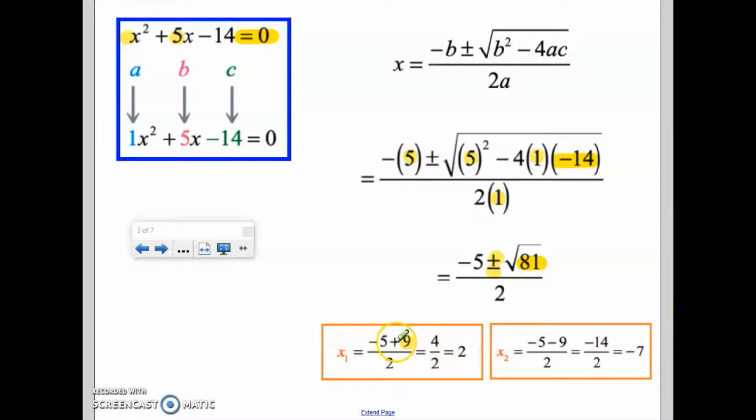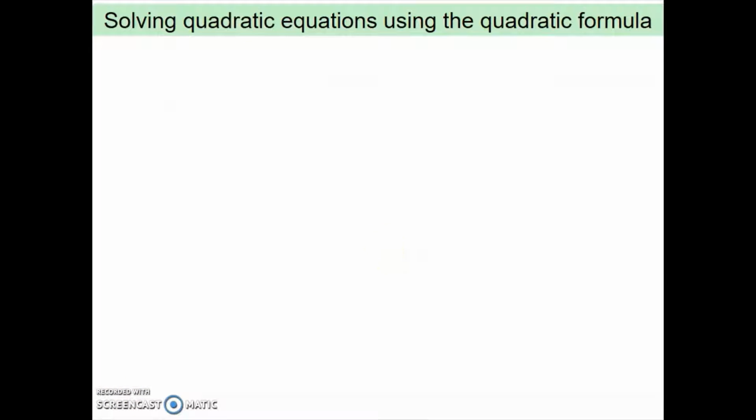So notice the differences there. We've got a plus over here, and for the second solution, we've got a minus. So the two solutions to this quadratic equation are x equaling 2 or x equaling minus 7. Okay, so let's have a look through a couple more examples.